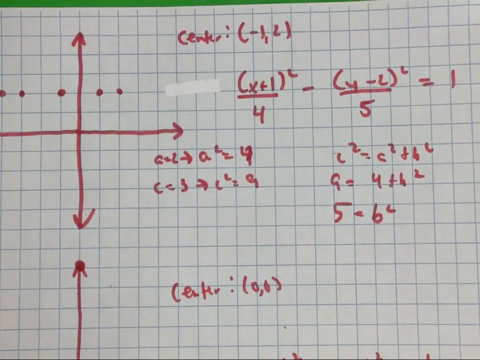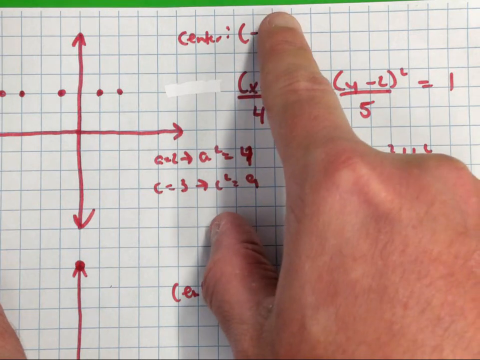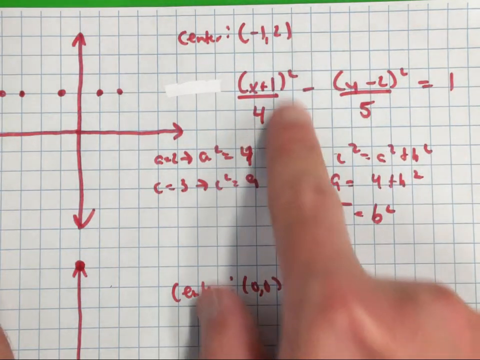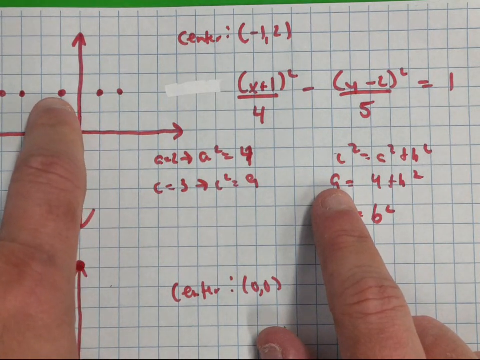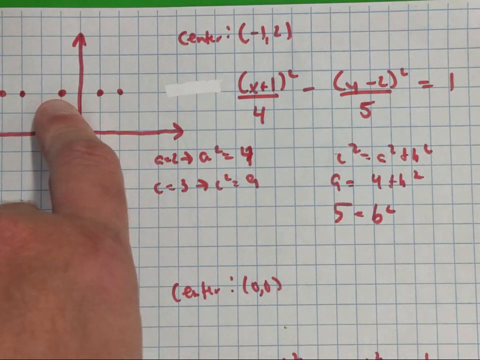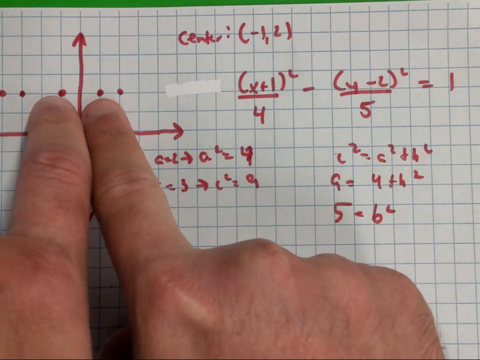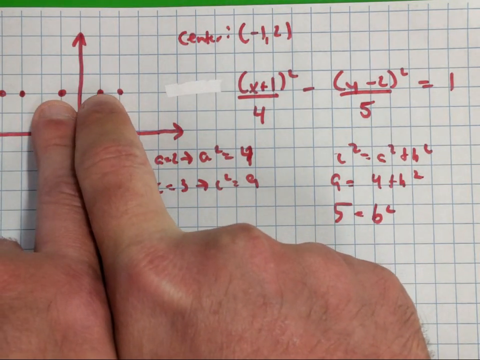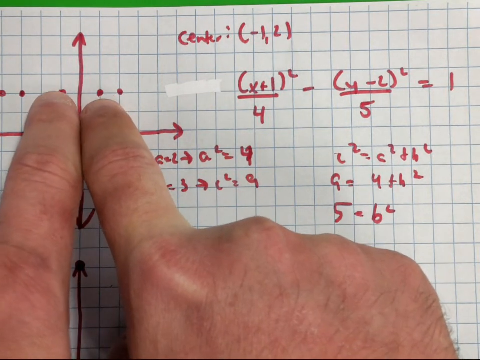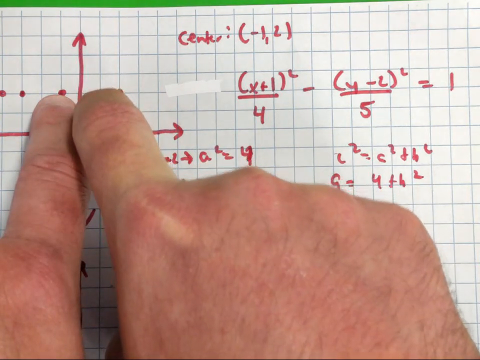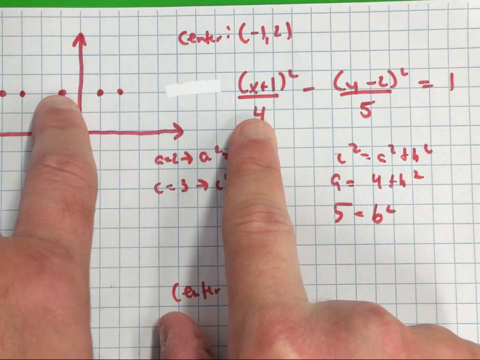I did my center, so this top part should be easy. It's x + 1 in parentheses, and y - 2. Now I need to find these two values. My A is the distance from my center to my vertex, not my foci. That is the C value. So my vertex is right here, so don't let your points confuse you, okay? This can be very confusing, so make sure you look at it. From my center to my vertex is a distance of 2 units. 2 squared is 4.